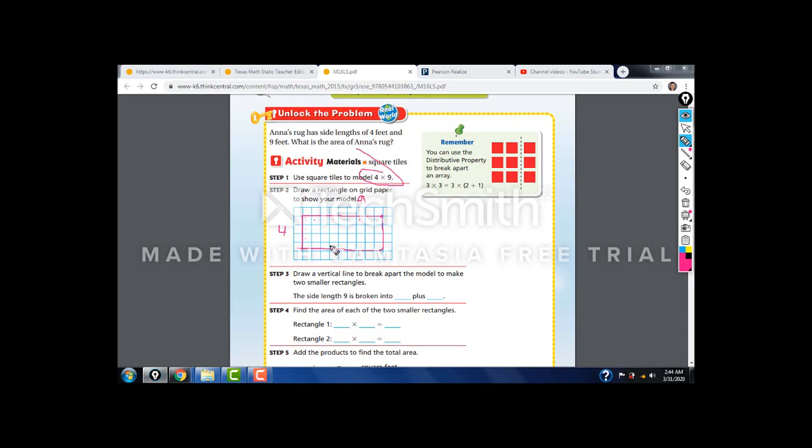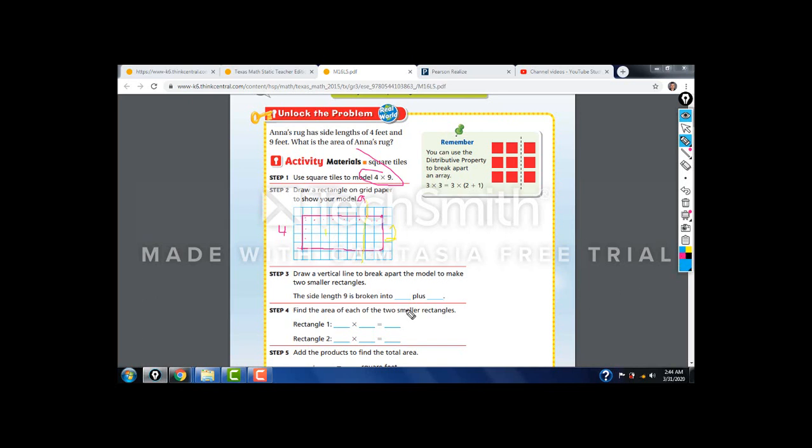It asks you to draw a vertical line and break apart the model to make 2 smaller rectangles. So again, yours may be different from mine. I'm going to go ahead and break it up right here. So now I have 2 rectangles. I have rectangle 1 and rectangle 2.